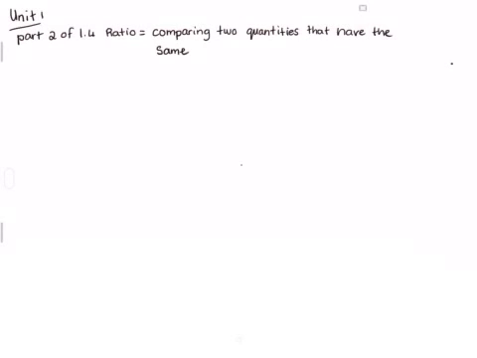They have to have the same units, as in comparing kilometers to kilometers, minutes to minutes, weeks to weeks. We will do an example like that. Let's just first say we can write a ratio in 3 ways.